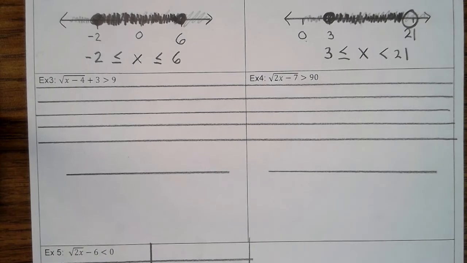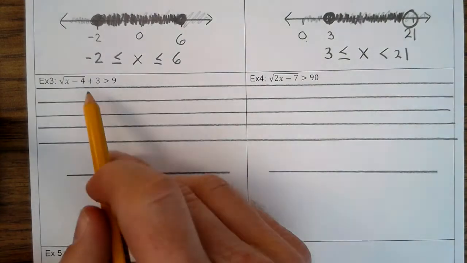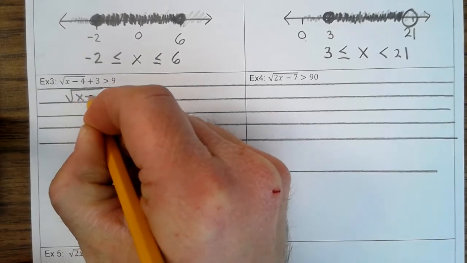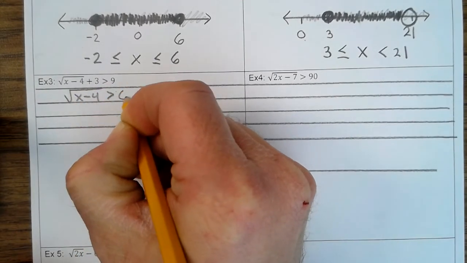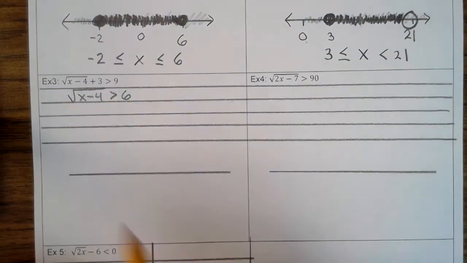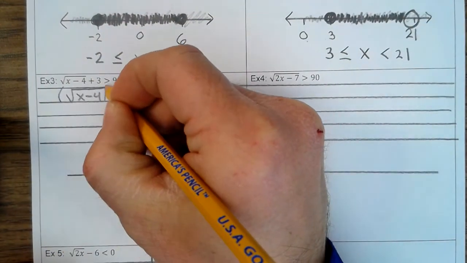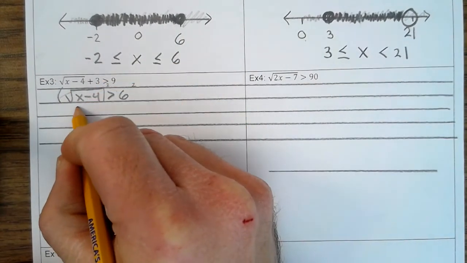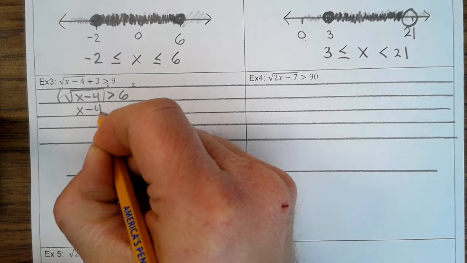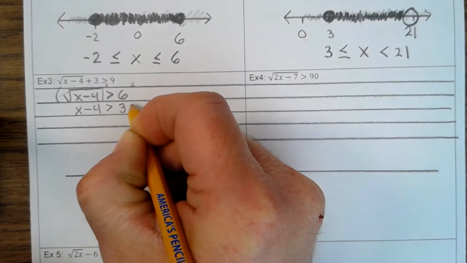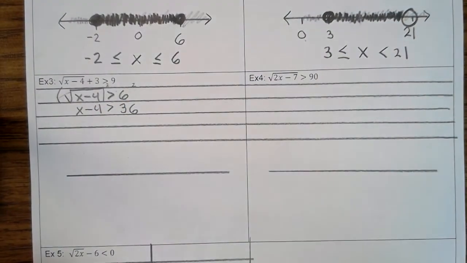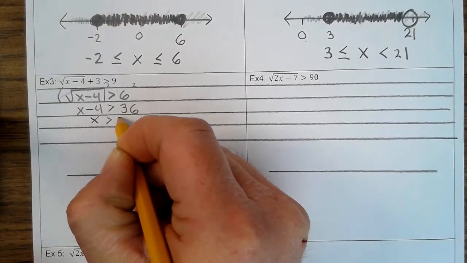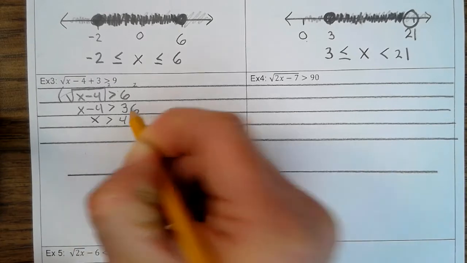All right, example 3. So we want to isolate the square root, so we subtract 3 from both sides. So we get square root of x minus 4 greater than 6. And then we square both sides. That becomes the power of 1. You get x minus 4 greater than 36. Add 4 to both sides, so x is greater than 40.